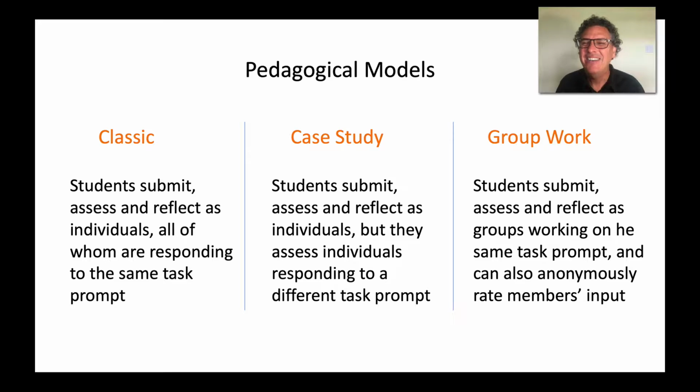Okay. The third one is group work. In the group work case, students submit as a group, they assess as a group, they reflect as a group, so they're doing all their work as a group. But critically, at the end of all of that, they also assess the individual contributions of each group member. And this is done anonymously. So if you're in one of these groups, you know that at the end, everybody else in the group is going to assess your contribution to the project.